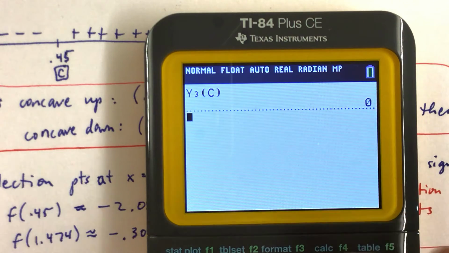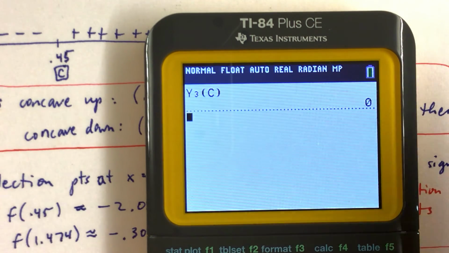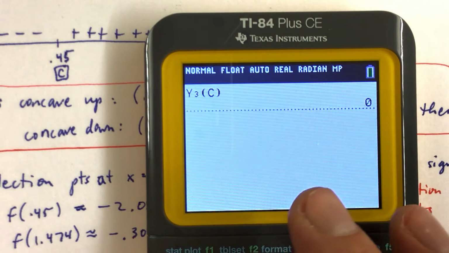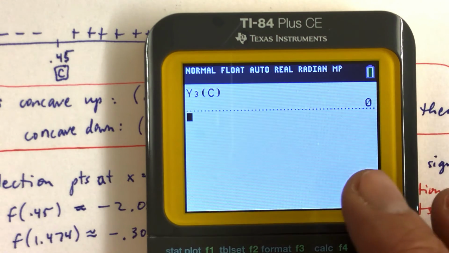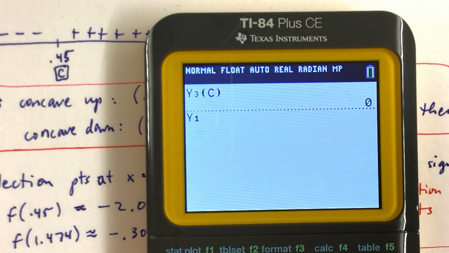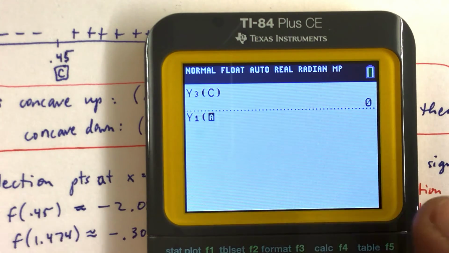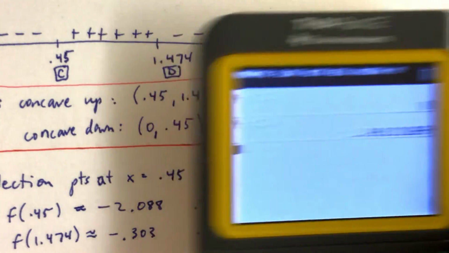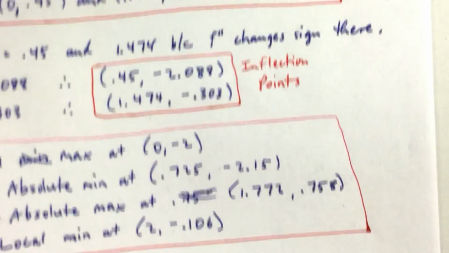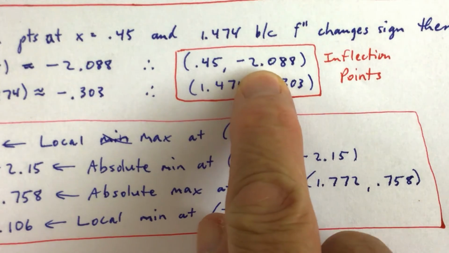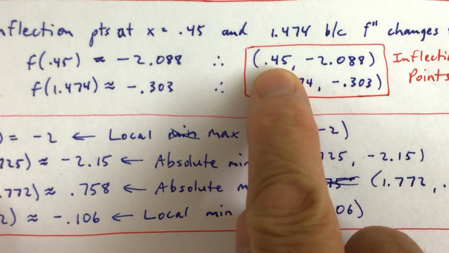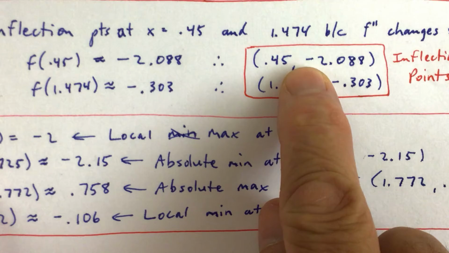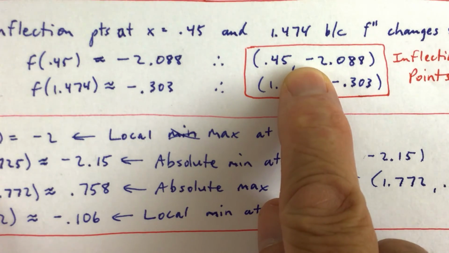We don't want f double prime at C because we know that's 0. We want the position of the graph of f, y1. So we want f of x at C. So we want y1 at C, and that's negative 2.088, and that's the number that we have right there, okay? So you could rewind it if you didn't see that, but when x is 0.45, the y coordinate is negative 2.088, and that is an inflection point because, why?